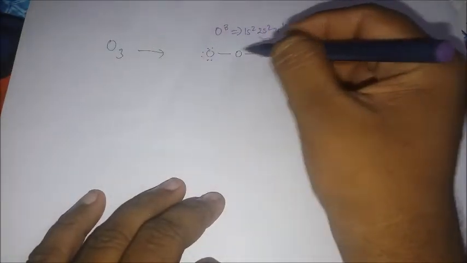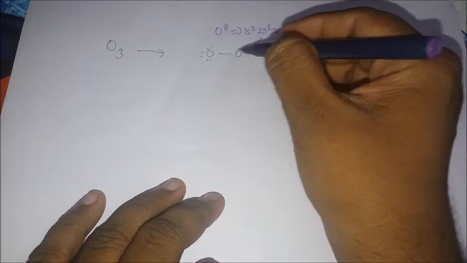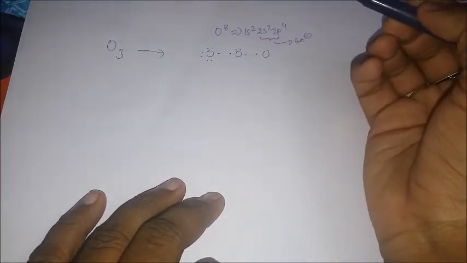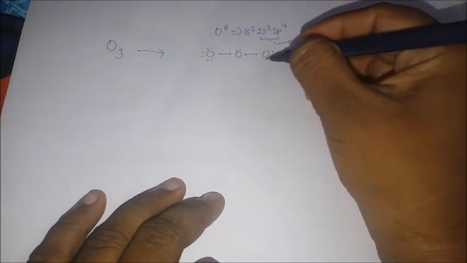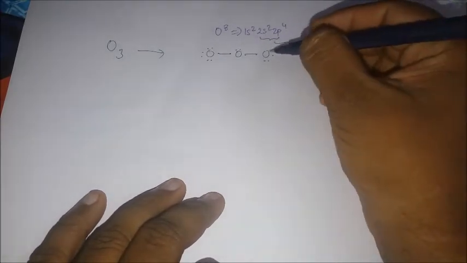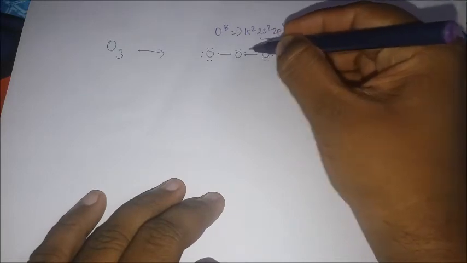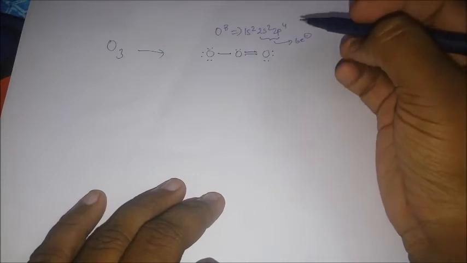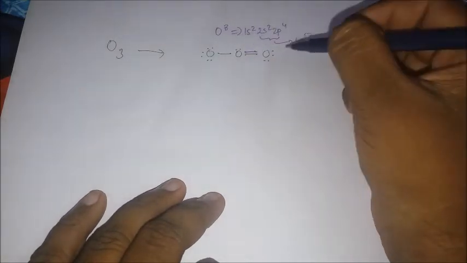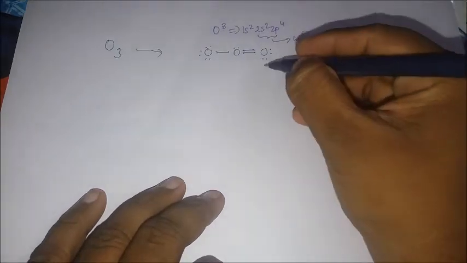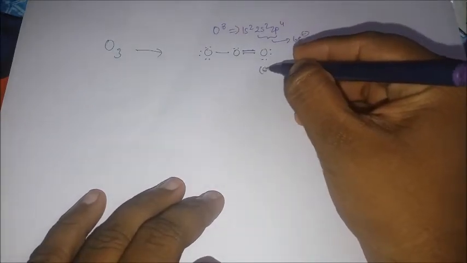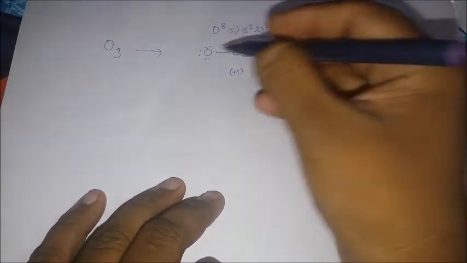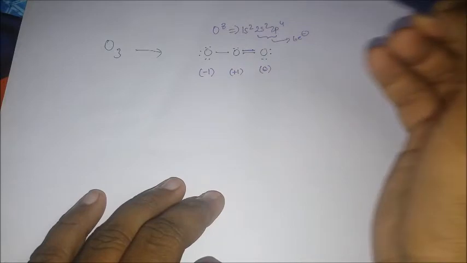Since there are already 2 electrons given, 1, 2, 3 and 4, I'll put the third electron over here, followed by another 4 electrons over here. The remaining 2 electrons I'll put over here. That is nothing but the pi electron. So if you look into the Lewis dot structure, you can find in ozone one oxygen has a formal charge 0. This oxygen has a formal charge +1. This oxygen has a formal charge -1.